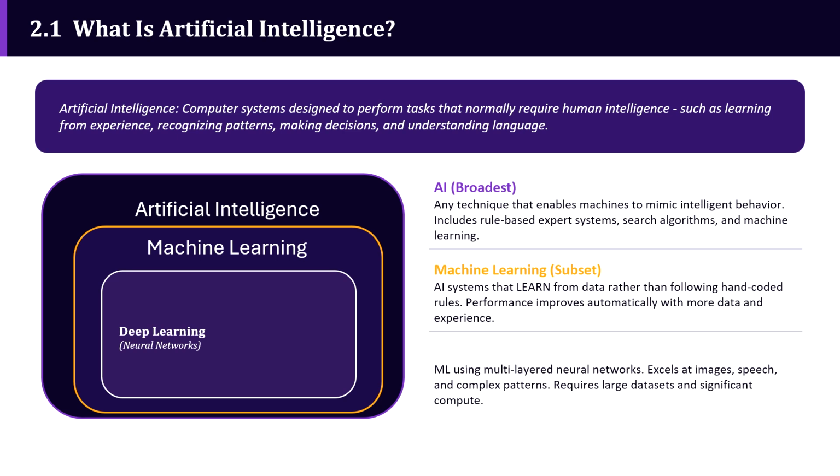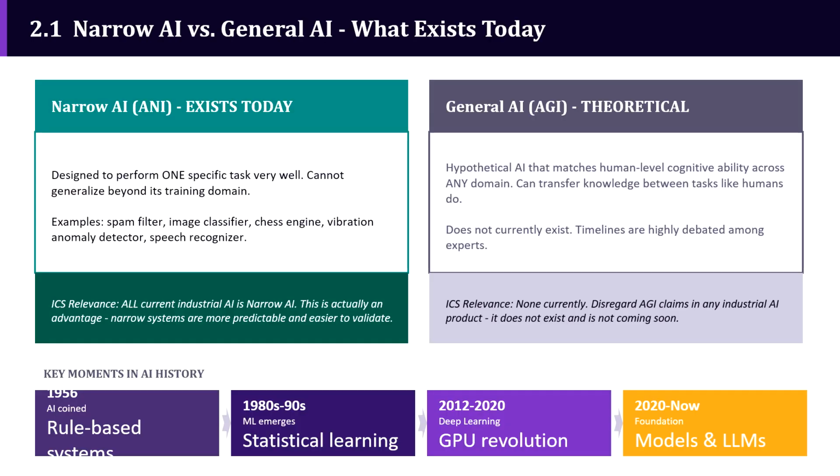The answer has significant implications for data requirements, interpretability, and how you would validate it for your environment. I want to take a moment to address something that causes a lot of confusion, and frankly, a lot of hype in artificial intelligence discussions. The difference between narrow artificial intelligence and general artificial intelligence.